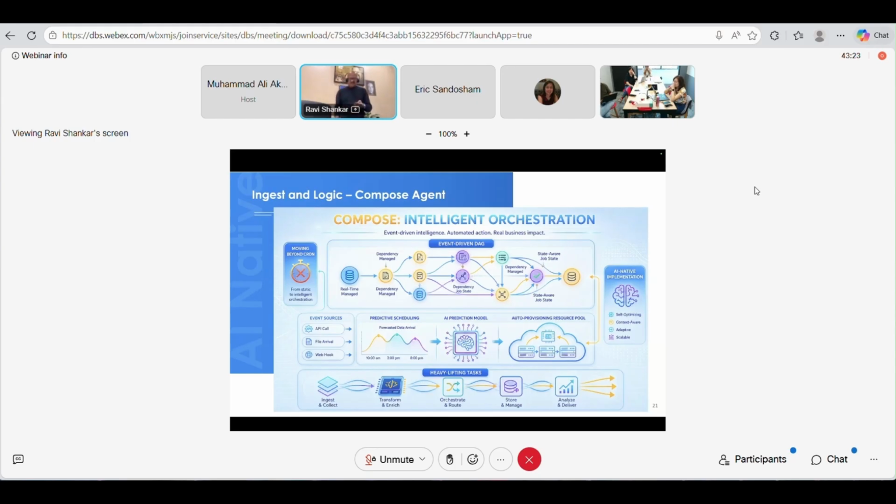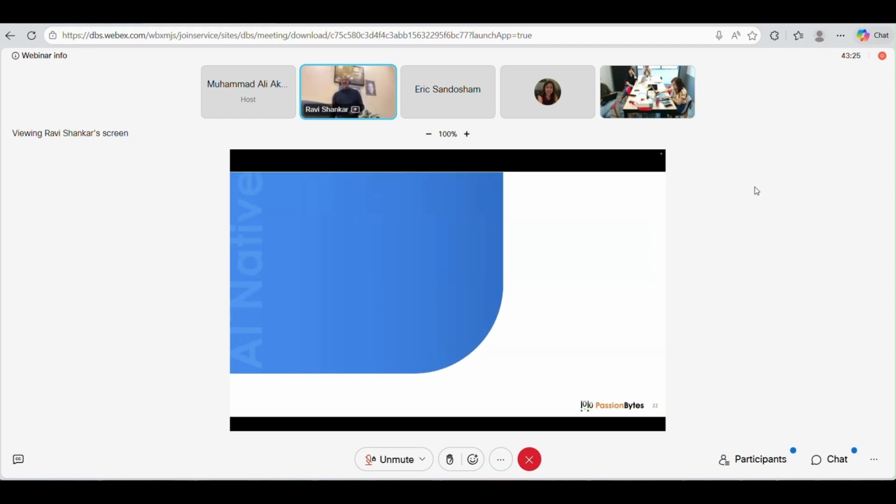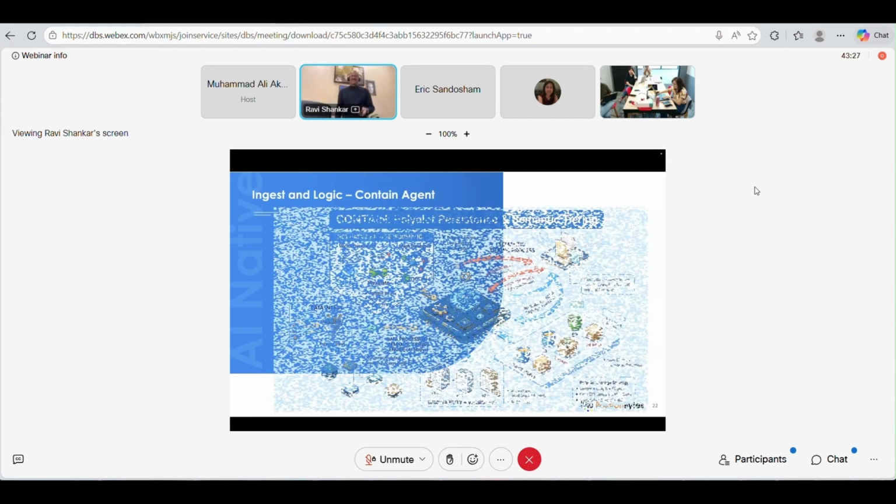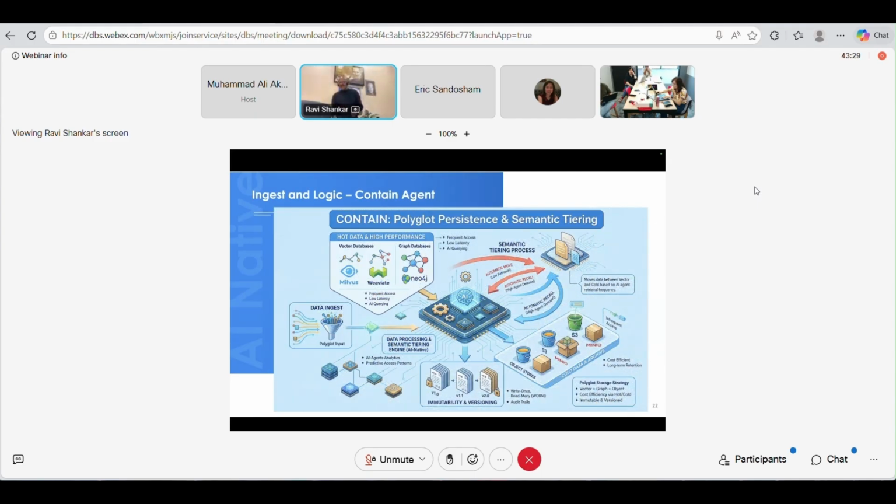That is how you will be intelligently creating an orchestration platform. Next, C, after connect and compose, is contain. This is great. Are you using Snowflake? You are using a proprietary format for storage. Are you using Delta Lake? You are using a proprietary format for storage. Are you using any database? You are using a proprietary format.